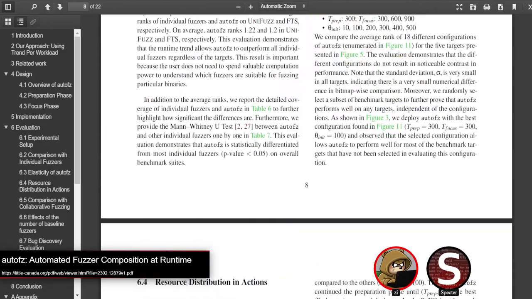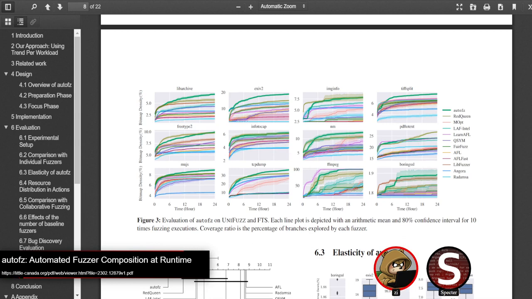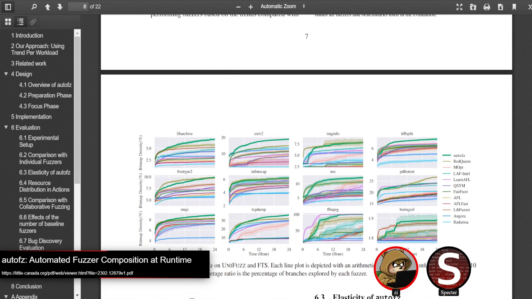Jumping down onto page eight here, they have this graph that shows the coverage. They only ran each campaign for 24 hours. But in basically every case here, the thick green line is AutoFuzz, and it was coming out on top. So that is a promising result to see.